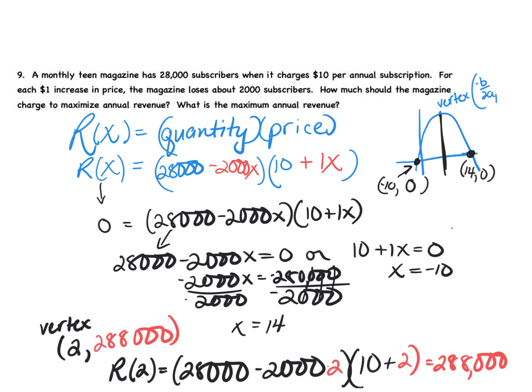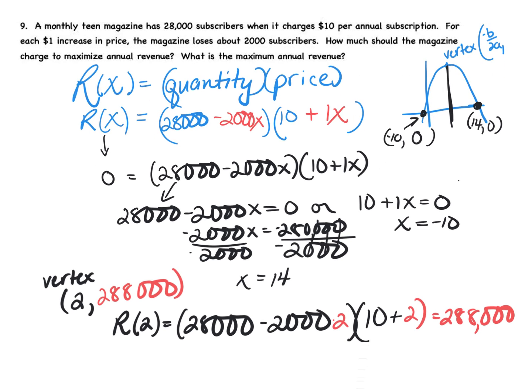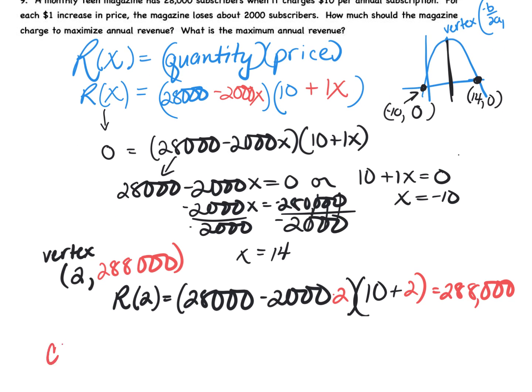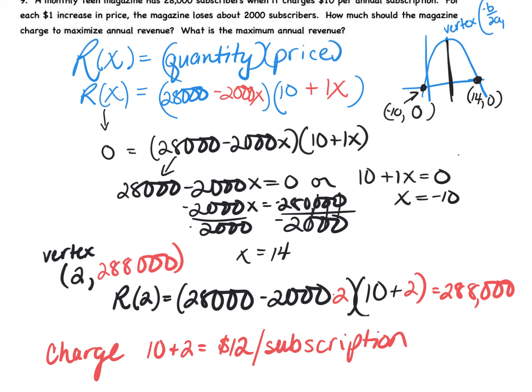So now let's just answer the questions. If you remember, your x value is your number of price changes, and this is your revenue. So the first question is, how much would the magazine charge to maximize the annual revenue? So I go to the price portion of the function, and I plug in x, so they should charge 10 plus 1 times 2, or $12 per subscription. And that's going to give you the maximum revenue, which we already got, the 288,000.